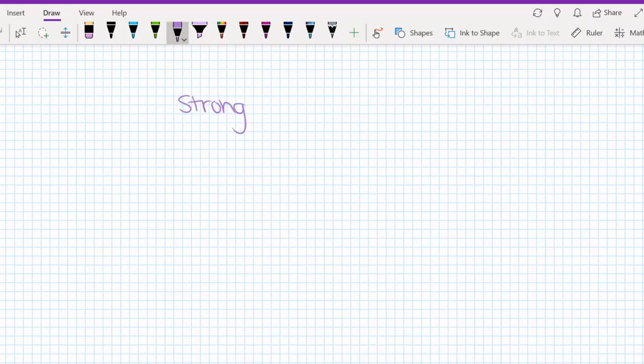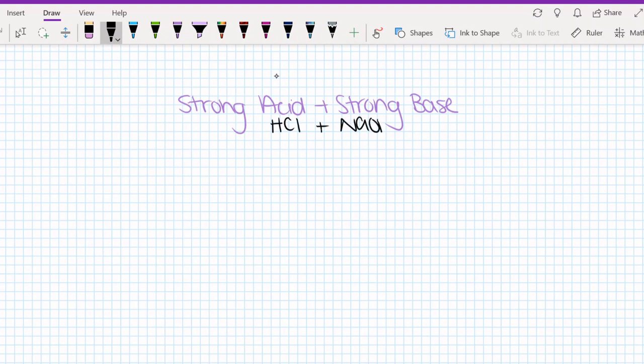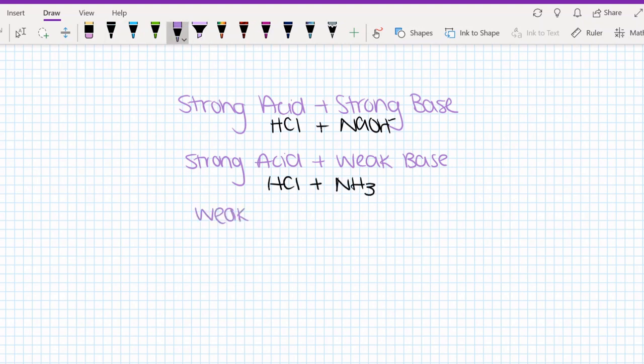Titrations are generally used to determine the concentration of an acid or base using an acid or base that we know the concentration of. There are a few different types of titrations. We can use a strong acid and a strong base, a strong acid and a weak base, or a weak acid and a strong base.